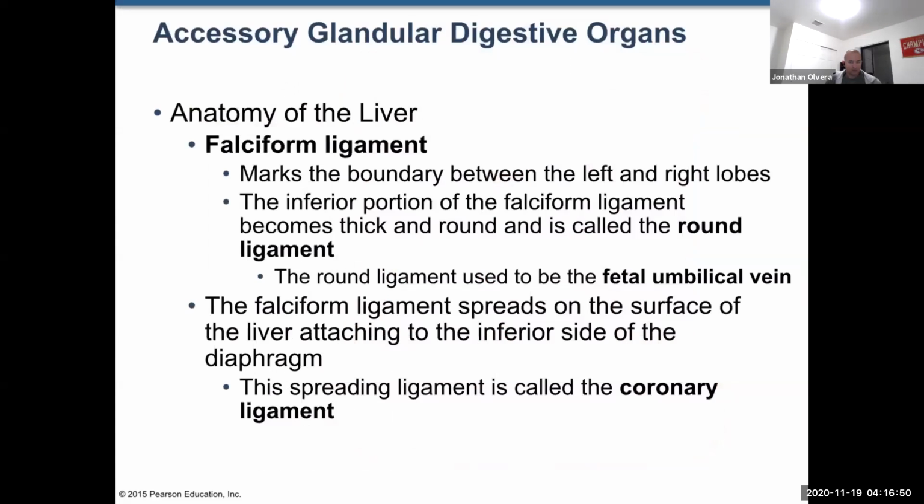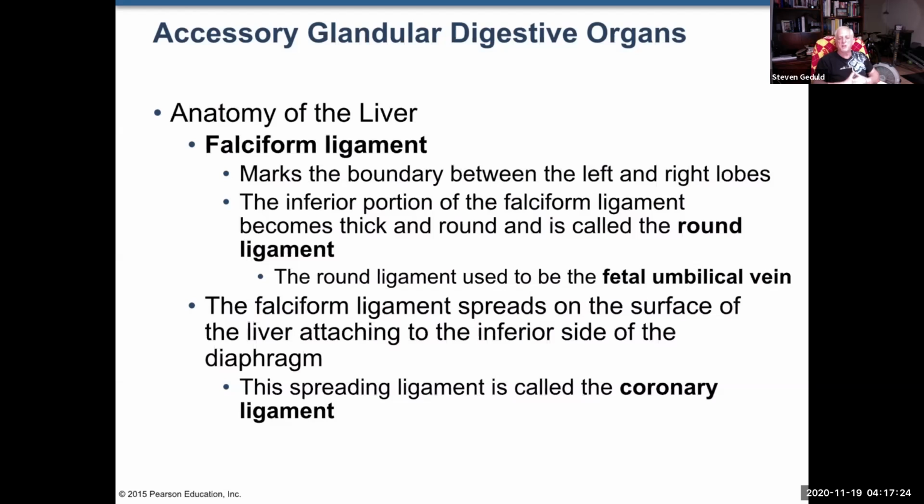Very good. All right. More accessory glands, the liver. Anatomy of the liver. The liver has what's called a falciform ligament. That marks the boundary between the left and right lobes of the liver. It's a real thick connective tissue portion that goes right between the left and right lobes. The inferior portion of the falciform ligament becomes thick and round, and it's called the round ligament. The round ligament used to be the fetal umbilical vein. So that's what it forms.